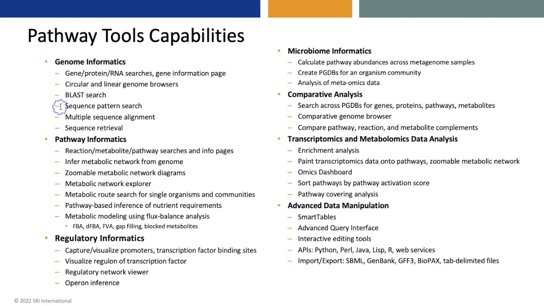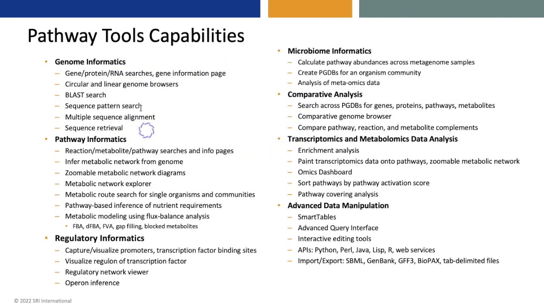Now here's a broader description of the capabilities of the software. We divide them into these different categories: genome informatics, pathway informatics, regulatory informatics, microbiome informatics. You can actually create a whole series of PGDBs for all the microbes or other organisms in a community. You can perform comparative analyses, omics data analyses, and perform a number of different data manipulation operations. Let's spend a few minutes just going into some of these in more detail.